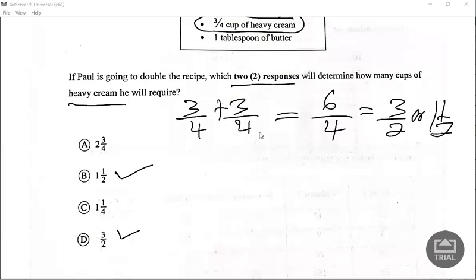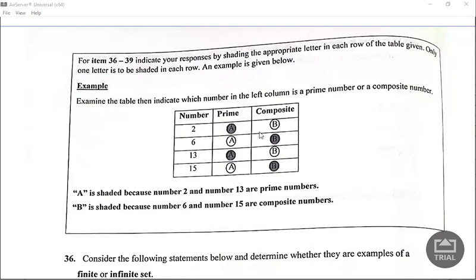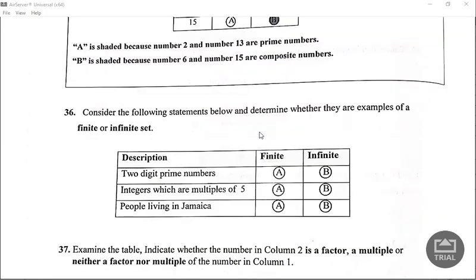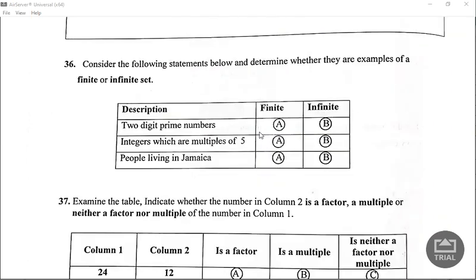36 to 39. For item 36 to 39 on the response sheet, they did one for us. Okay, 36, consider the statements below and determine whether they are examples of a finite or infinite set. So we have the description. Two-digit prime numbers, that would be a finite set. Two-digit numbers stop at 99. Integers that are multiples of 5, that would be an infinite set, that is continuous. No ending. People living in Jamaica, that would be finite. There's a limited number of persons living in Jamaica.